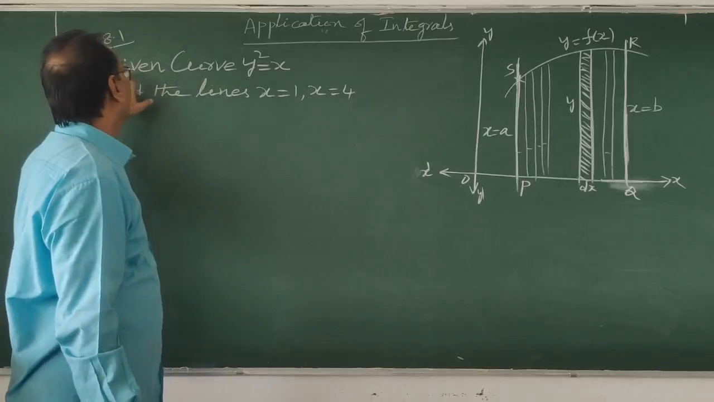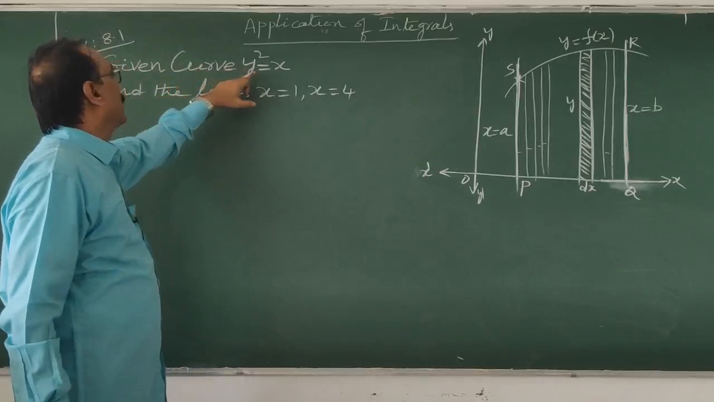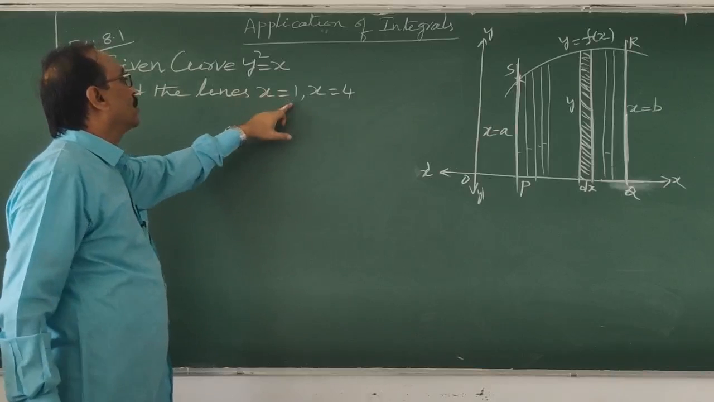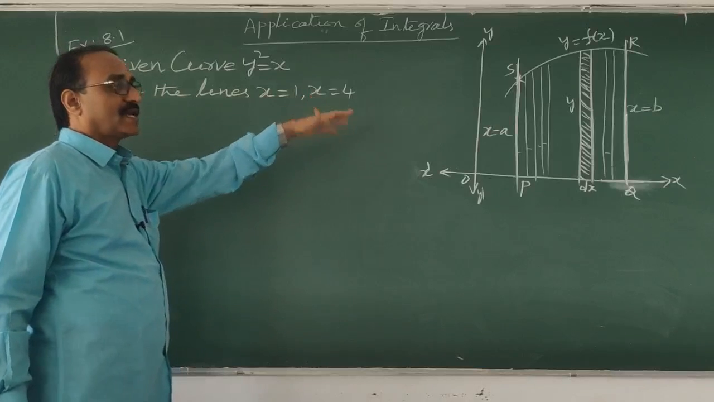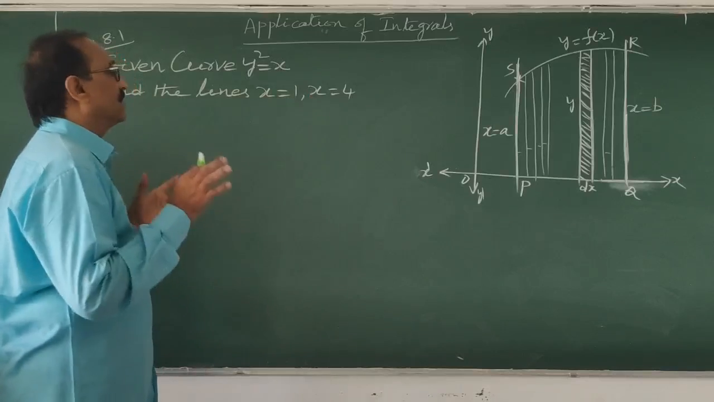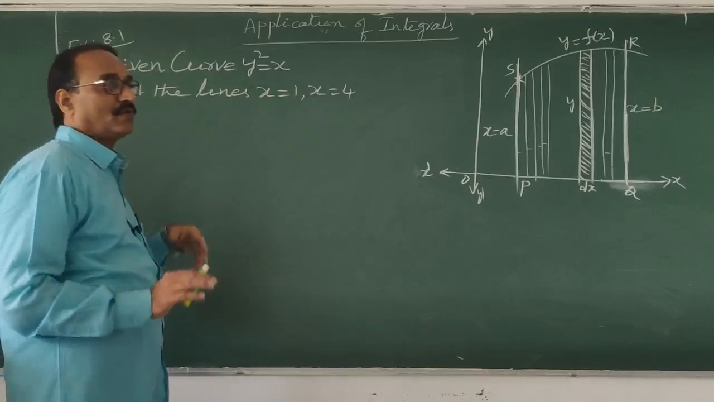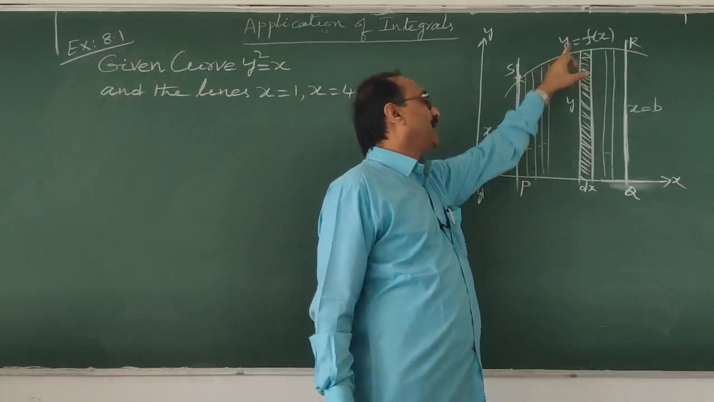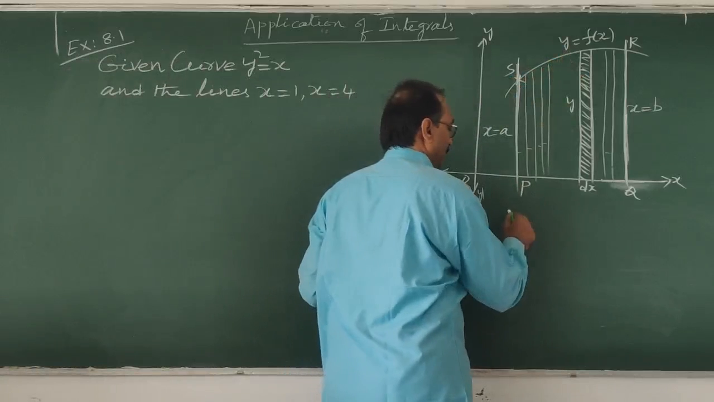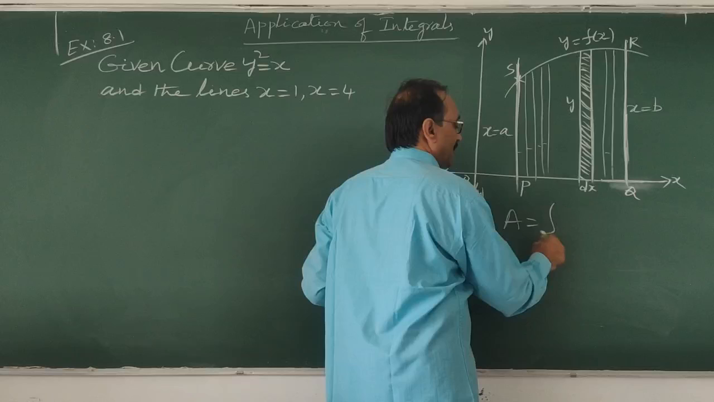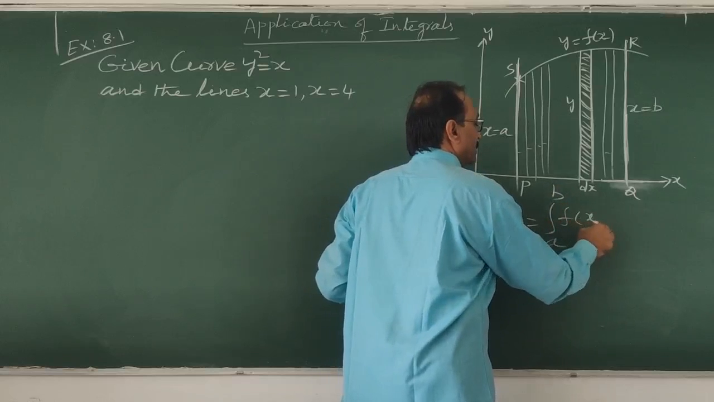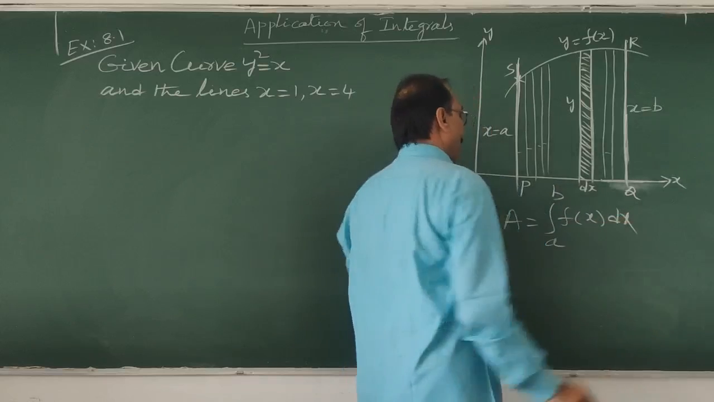Now see the problem. Given curve y square is equal to x, and the lines x is equal to 1, x is equal to 4, and the x-axis. In between this we want to find the area. Okay. Here, what is the first principle? y is equal to f of x. I will write the area A is equal to, because symbolically we wrote integral a to b f of x dx. Okay. So now here what is there?